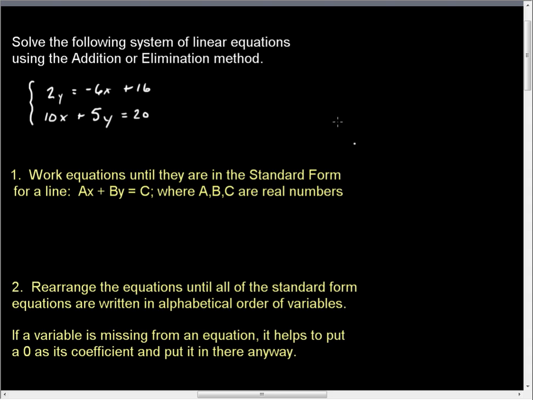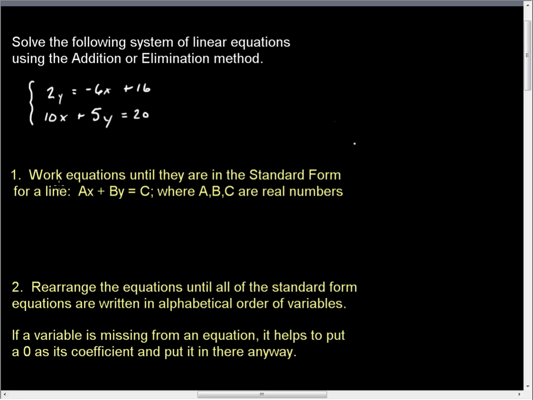So, step one, I always want to work with my equations until they're all in standard form. If they're not in standard form, the addition method really hurts. So go ahead and put them in standard form. Now I'm going to color code these so that we know which equation we are working with.